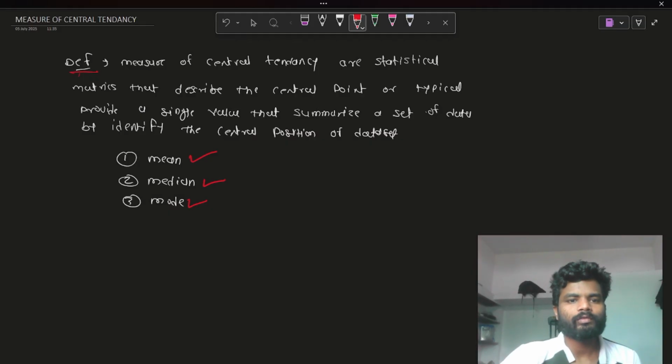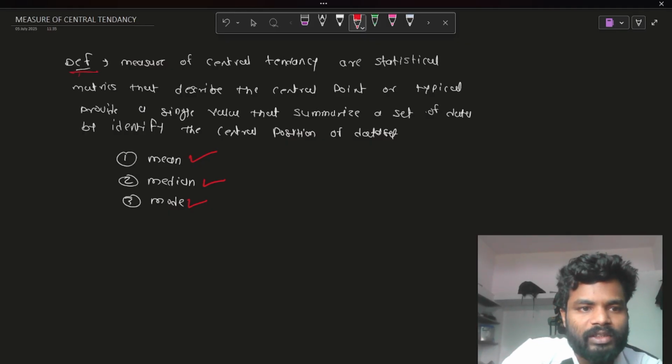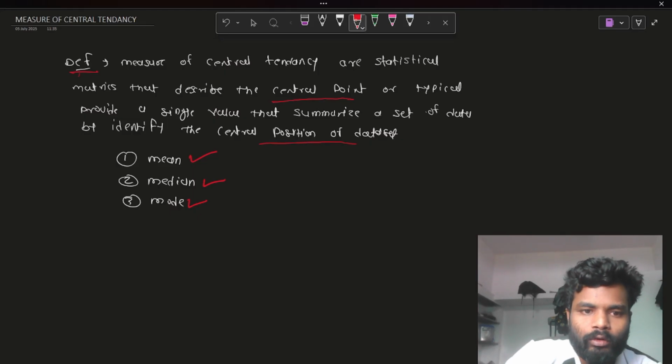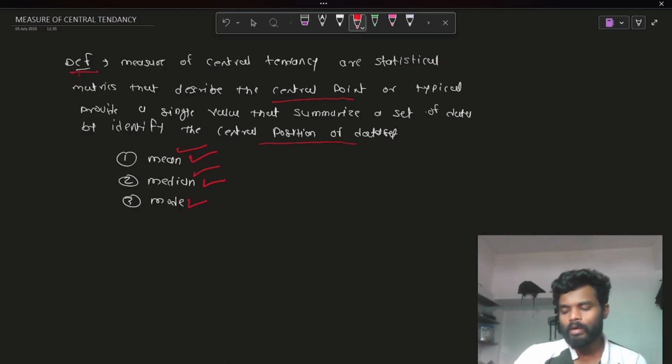Basically, measures of central tendency are statistical metrics that describe the central point. And they typically provide a single value that summarizes a set of data to identify the central position of the data set. Right? I hope you understand. For calculating the central position, there are three ways: the mean of the data set, median of the data set, and mode of the data set.